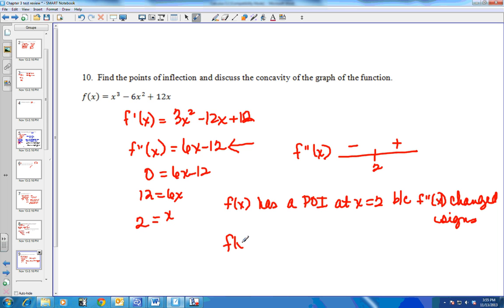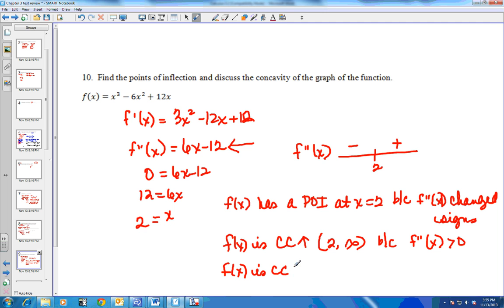So f of x is concave up from 2 to infinity because my second derivative is greater than 0 or positive. And we know that f of x is concave down from negative infinity to 2 because my second derivative is less than 0 or negative.